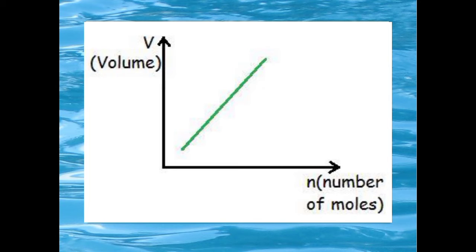This is the graphical representation of Avogadro's law. Here, volume is on the x-axis and number of moles, that is n, is on the y-axis. As volume increases, number of moles also increases. Here, pressure and temperature are held constant.